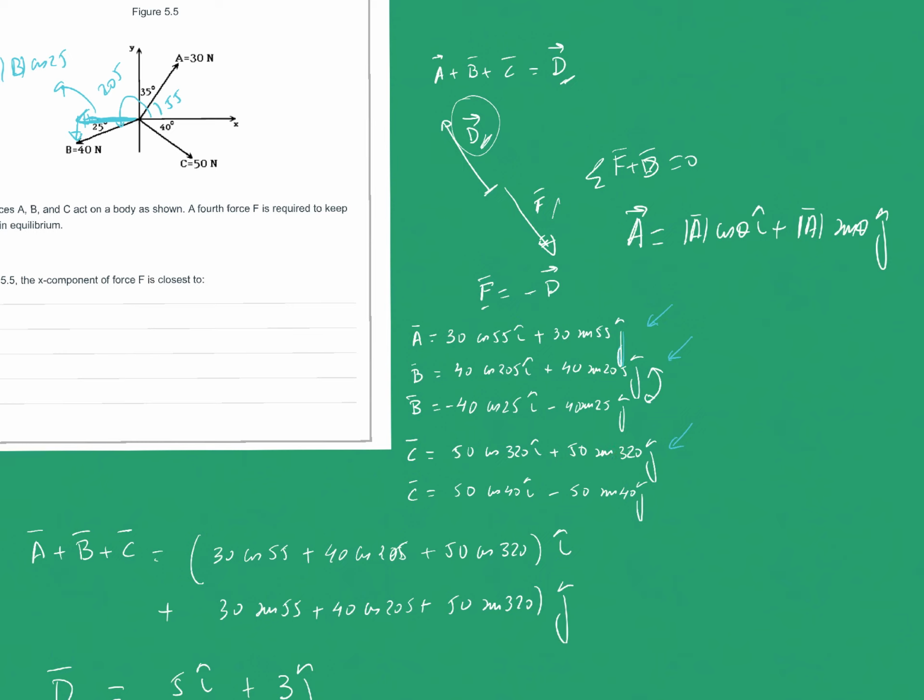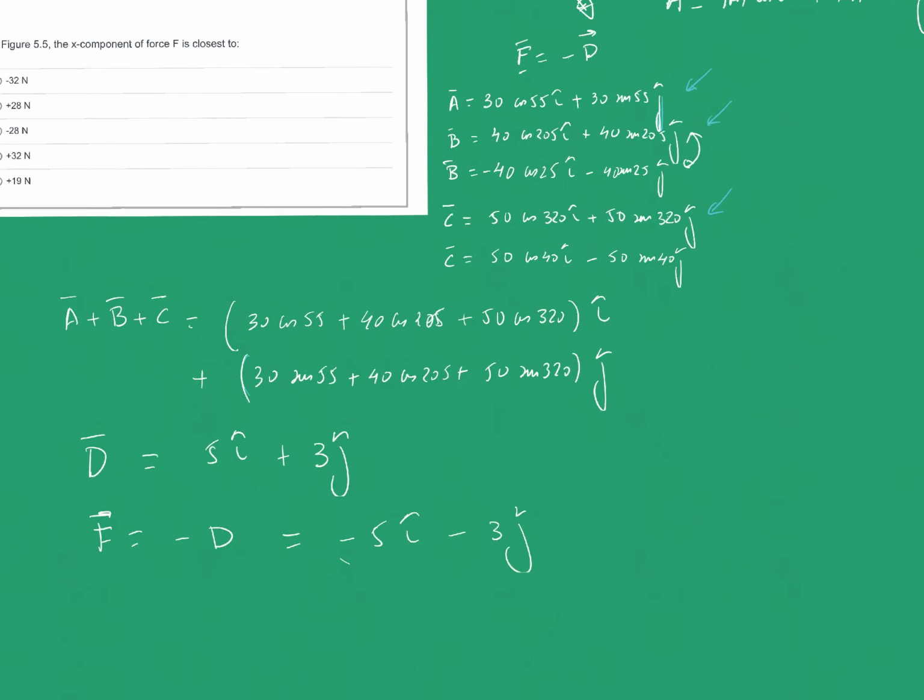A plus B plus C, I will sum the component of x of A with the component of x of B with the component of x of C. A plus B plus C, the three components of A, B, and C in the x direction, plus the three components in the y direction of A, B, and C. So this one with this one with this one. 30 sine of 55 plus... So I have the vector A plus B plus C. But the vector that they are asking me is the opposite vector.